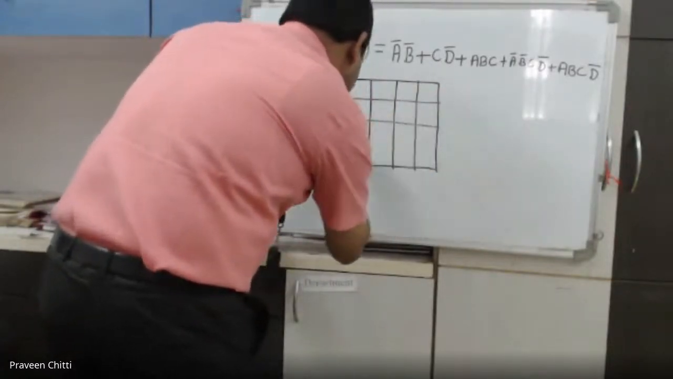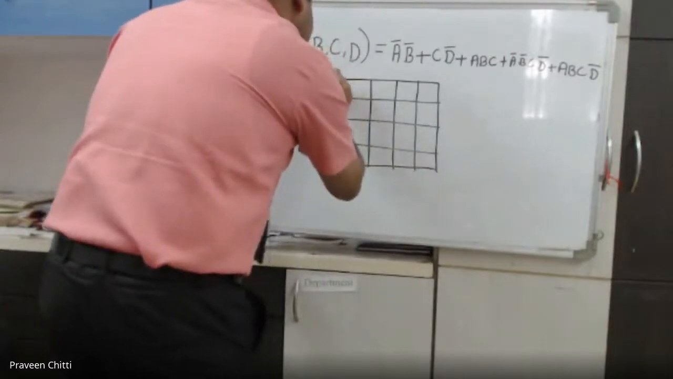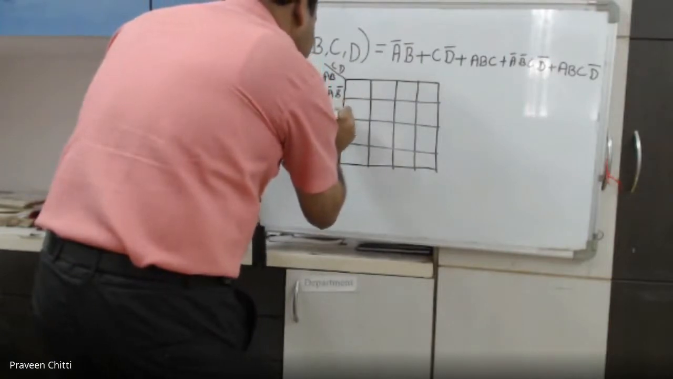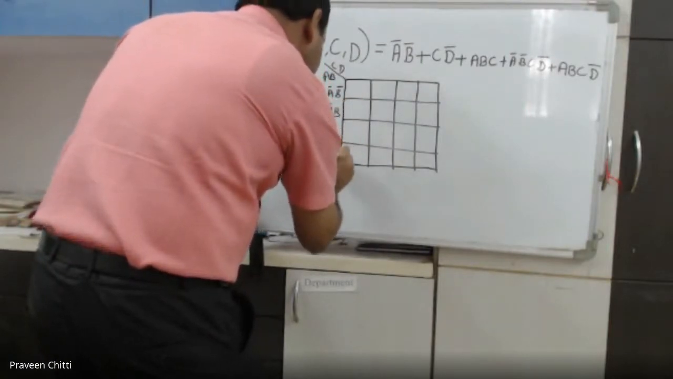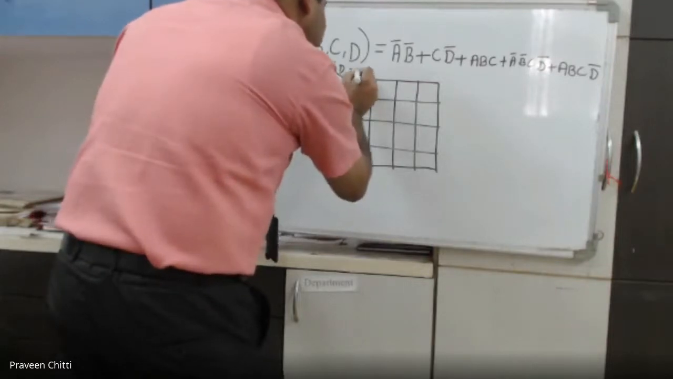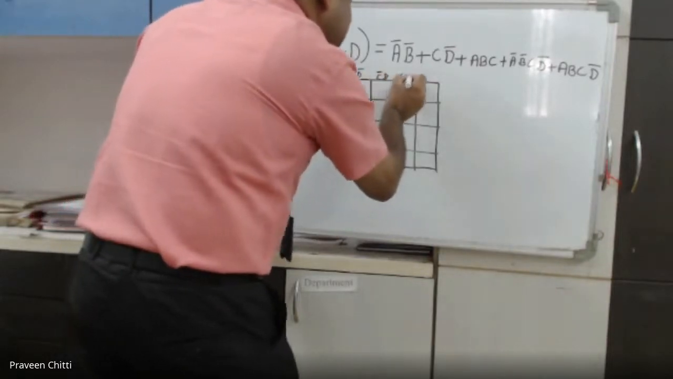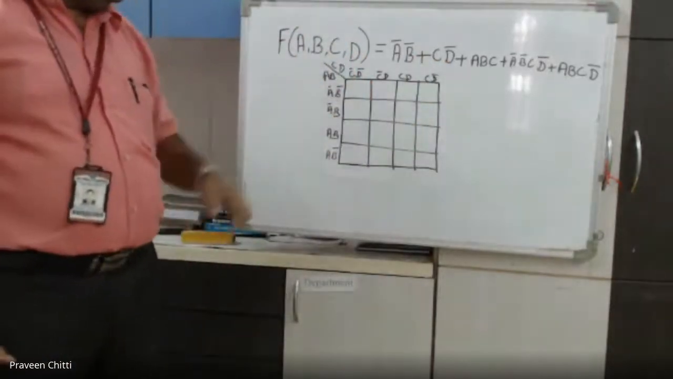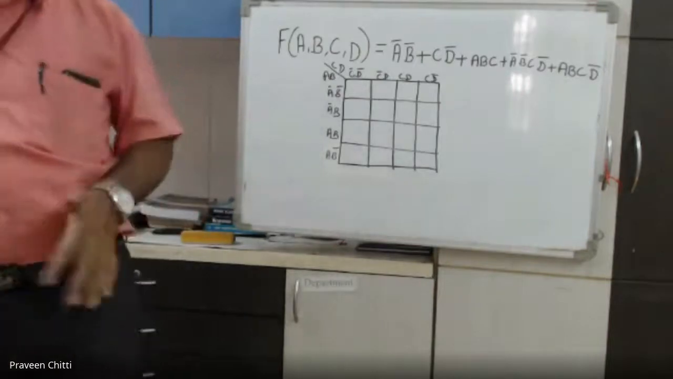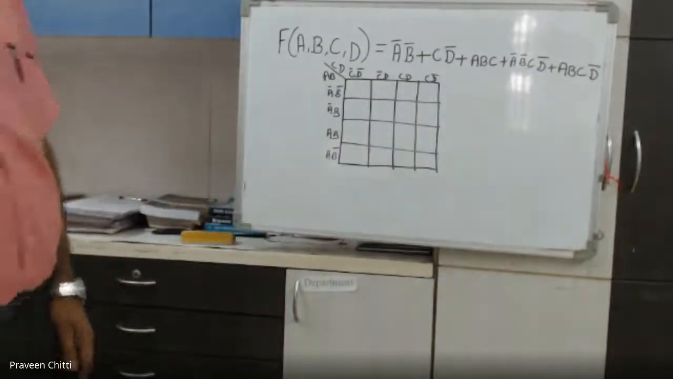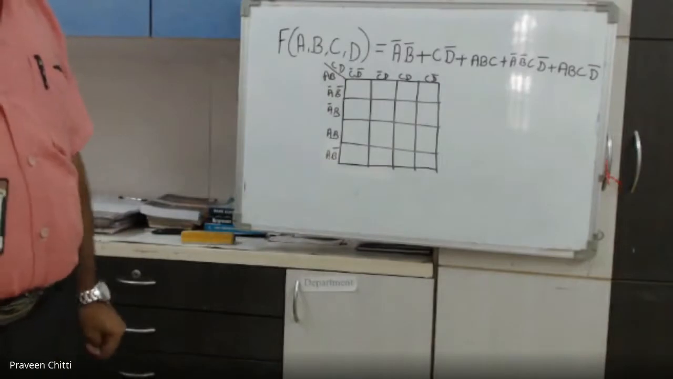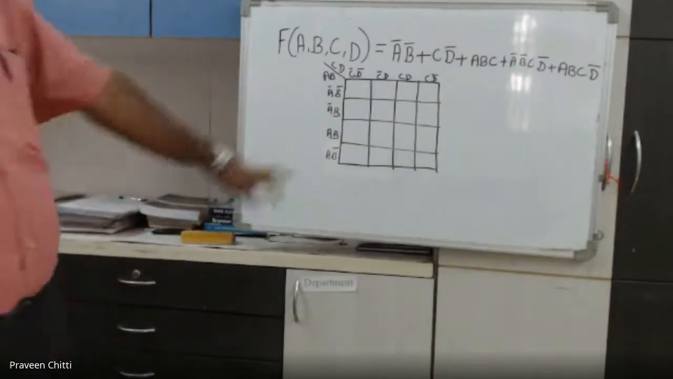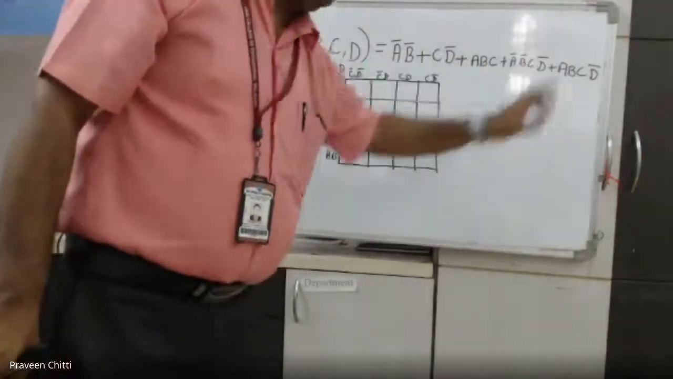So here I will write the K-map labels: A, B, C, D; A bar B bar, A bar B, A B, A B bar; C bar D bar, C bar D, C D, C D bar. Now you need not write the cell numbers 0, 1, 2, 3 here, because I don't have the expression in canonical SOP form. Now see how we represent this. How many terms are we getting? Here, 1, 2, 3, 4, 5 product terms are there.